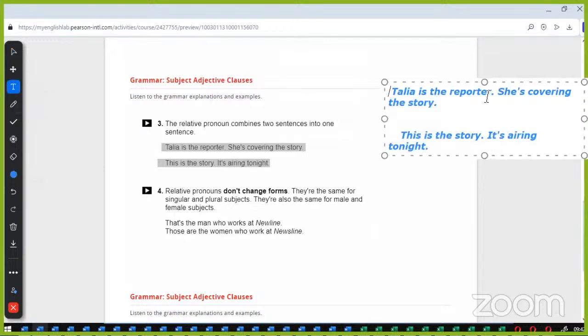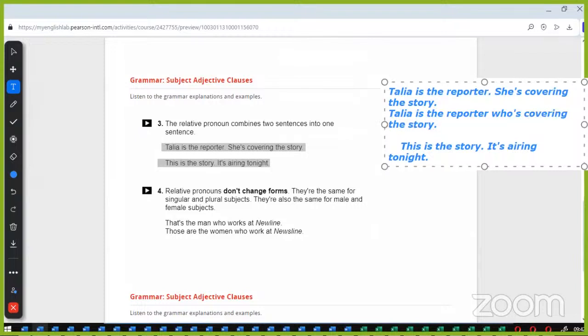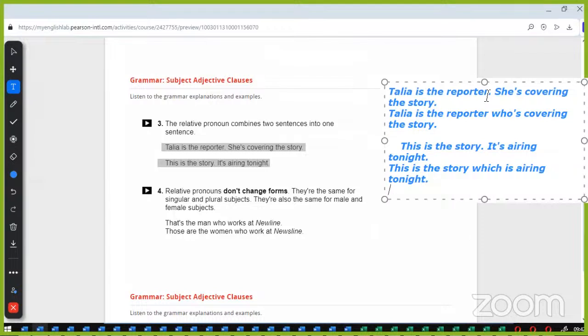Tali is the reporter, she's covering the story. It could be: Tali is the reporter who's covering the story. And this is the story, and it is airing tonight. And this is the story which is airing tonight.